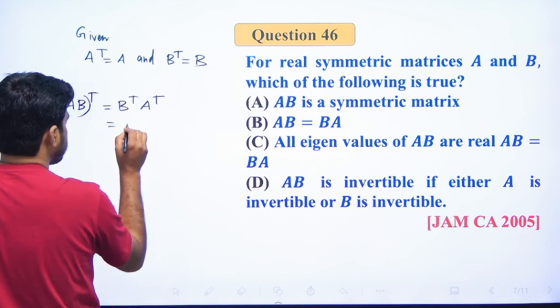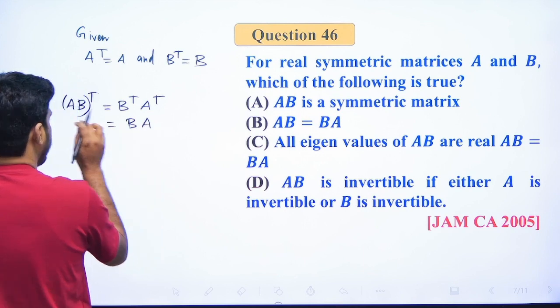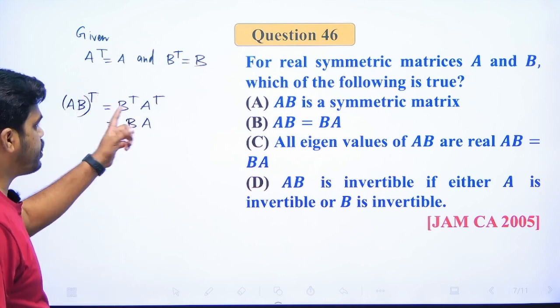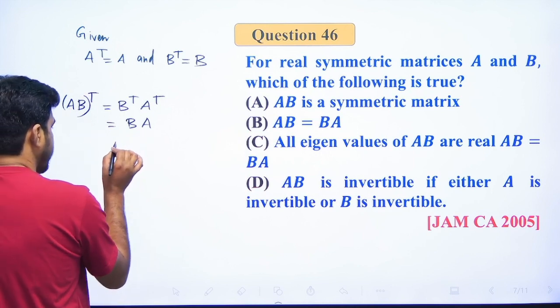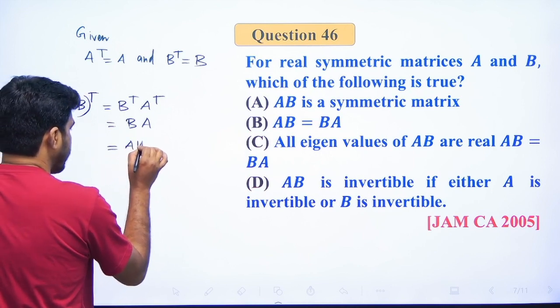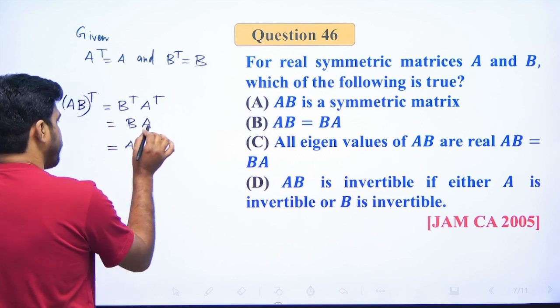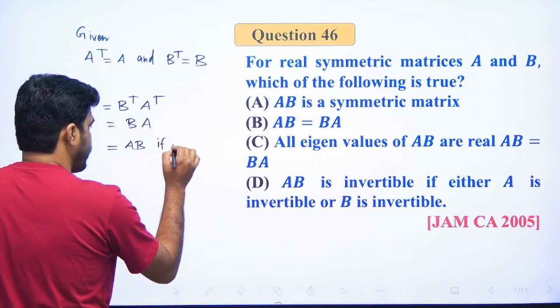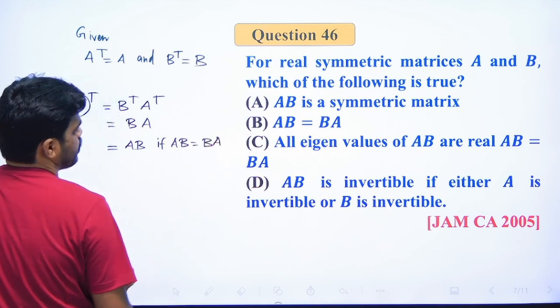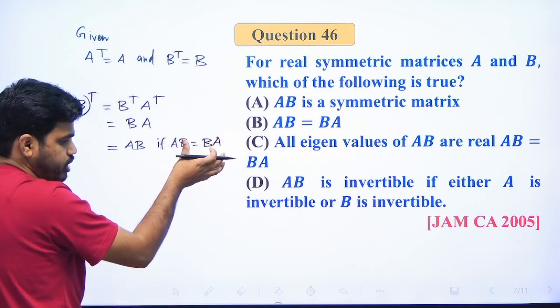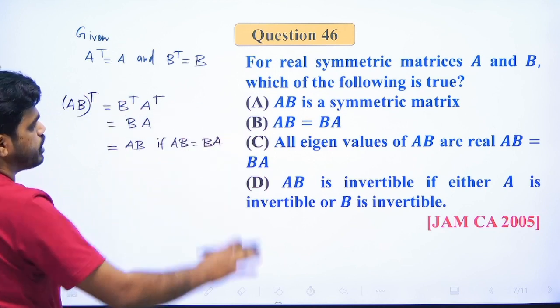B transpose is BA. So what do you get for AB transpose? BA. So AB is not symmetric, right? AB is symmetric if AB is equal to BA, right? That is, if the matrices are commutative, then we conclude that AB is symmetric.